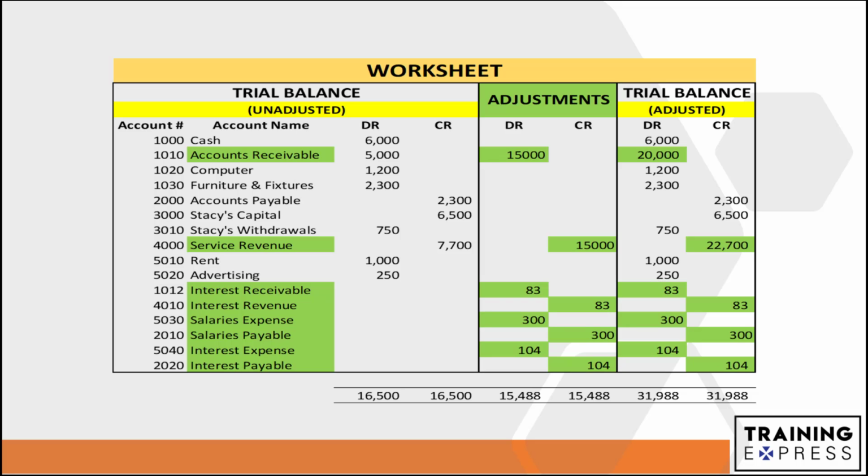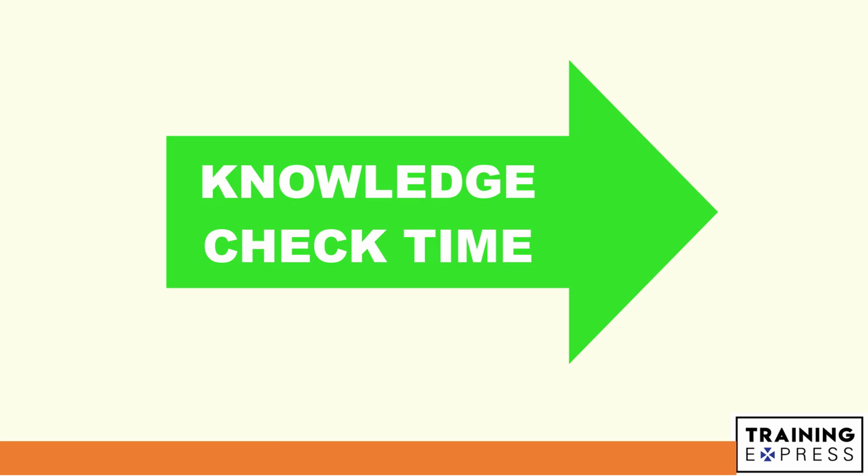Now when we look at the total of the adjusted trial balance, the total on the debit side is $31,988, and total on the credit side is $31,988. So this is the optional worksheet step which we can prepare once we have made the adjusting journal entries.